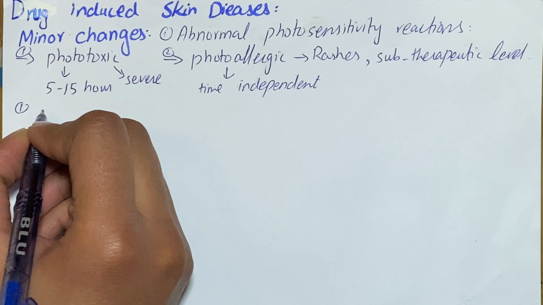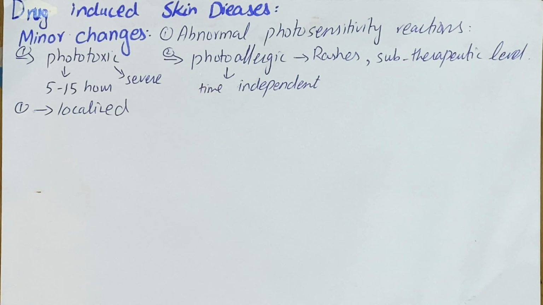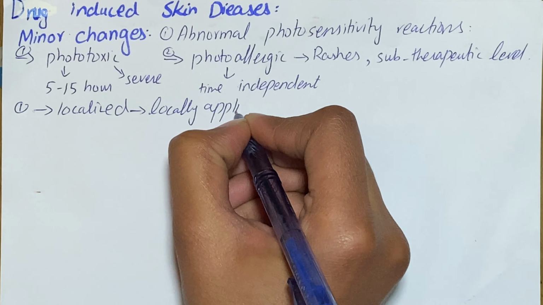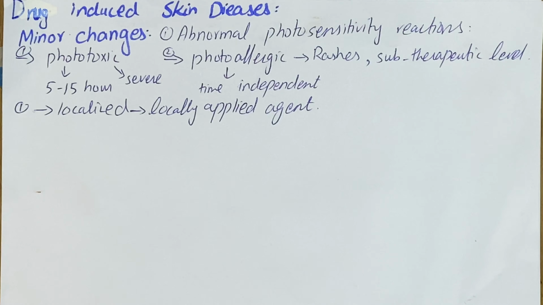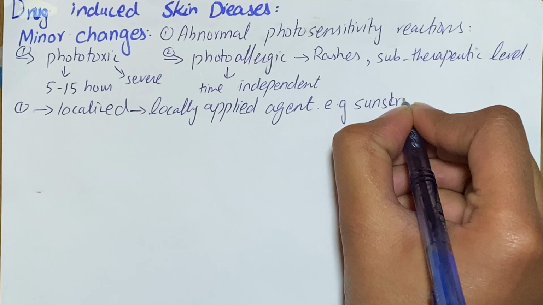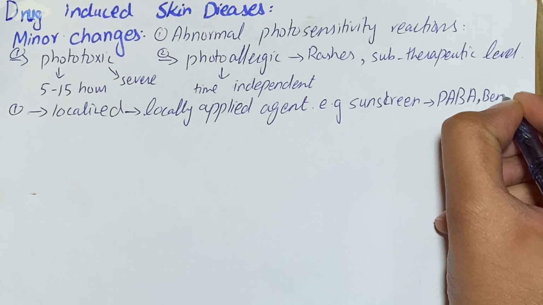They can either be localized or systemic. In localized, if you have applied a certain agent which has the ability to cause these reactions on your skin, that area of your skin will be affected, but any other exposed area will not be affected because you haven't applied any of that agent to that area. Examples of agents which can cause localized abnormal photosensitivity reactions include sunscreens having PABA, that is para-aminobenzoic acid, or benzophenone.